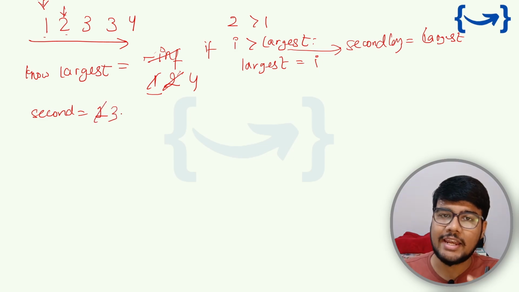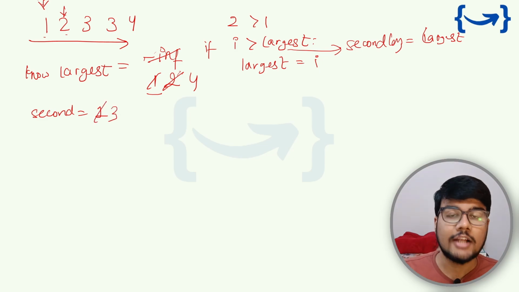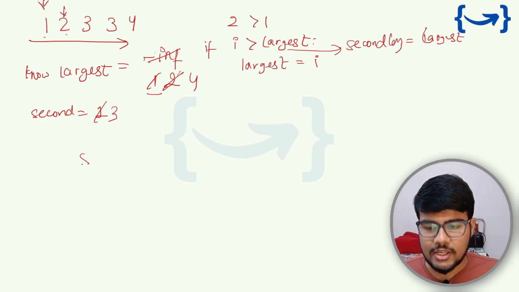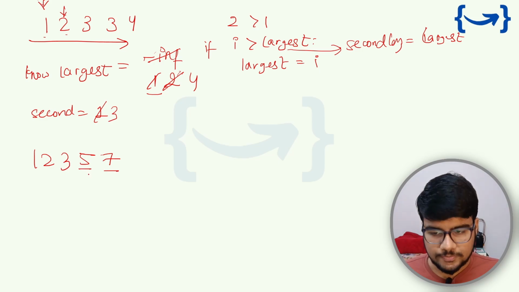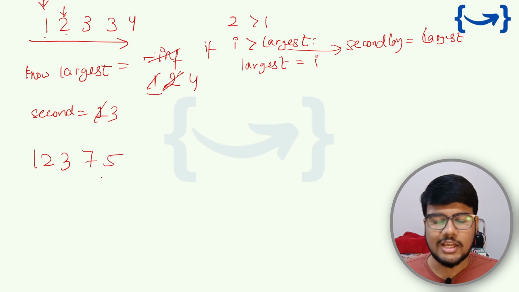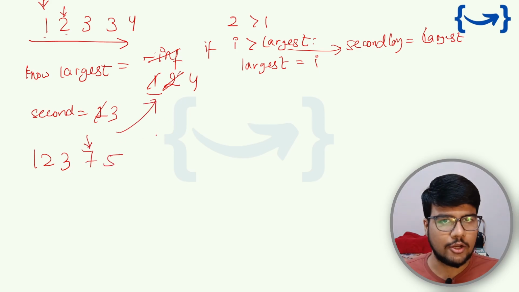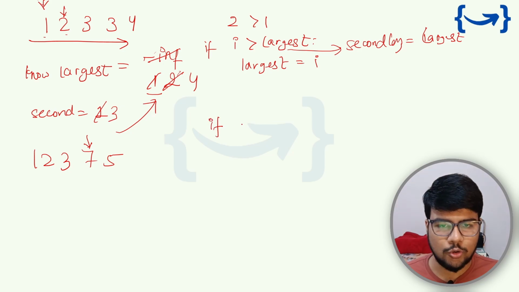But what if the array is in an unsorted manner? Then you will find a case which is 5 then 7. Let's say 1 2 3, then you find 5 and 7 now, or I would say this would be 7 and 5. So you have found the largest. Till now, if you follow this particular algo, let me write this algo in a very good manner.